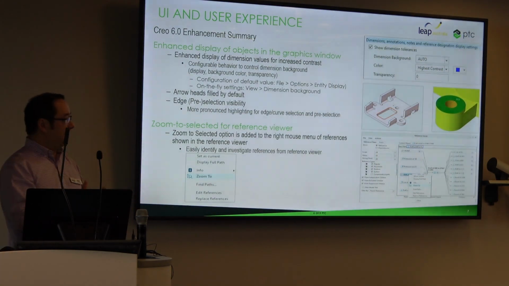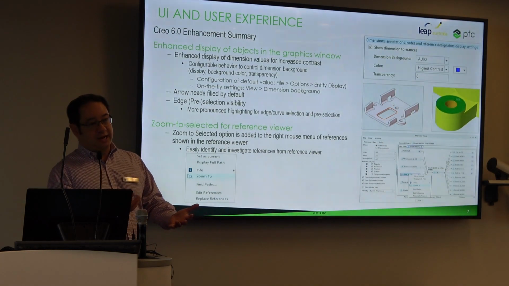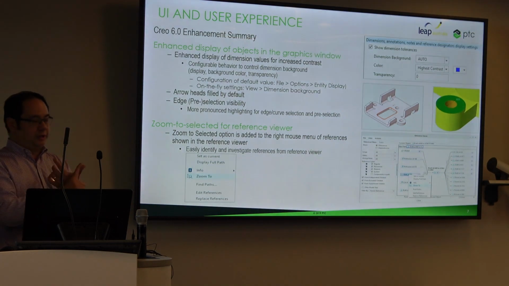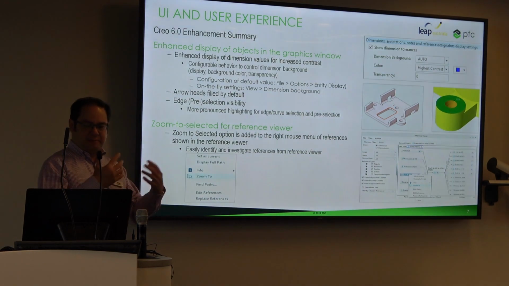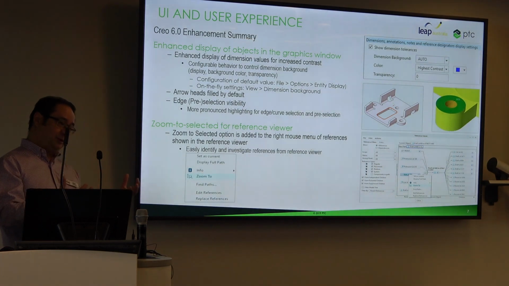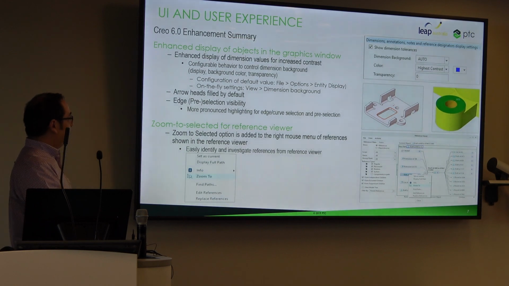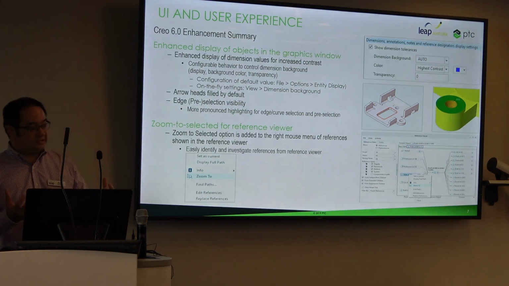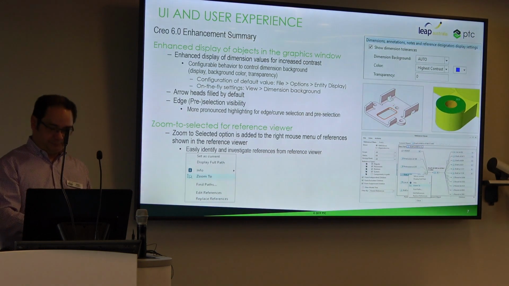As Creo has been evolving, they've been taking advantage of more of the new graphics card capabilities that have been coming into play from the hardware side. So we've had things like order-independent transparency and anti-aliasing coming into Creo. Basically making graphics easier to see on the screen, particularly as people move towards 4K screens. So things like making dimensions stand out a lot more easily, edge pre-selection a lot more pronounced, so it's easier to see on the screen. Things like zooming pre-selected for the reference viewer.